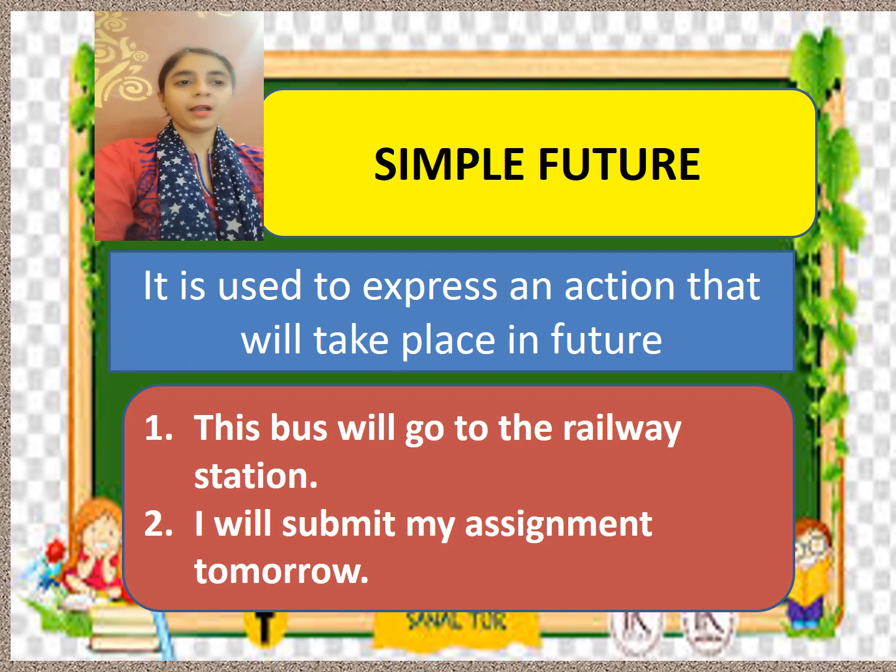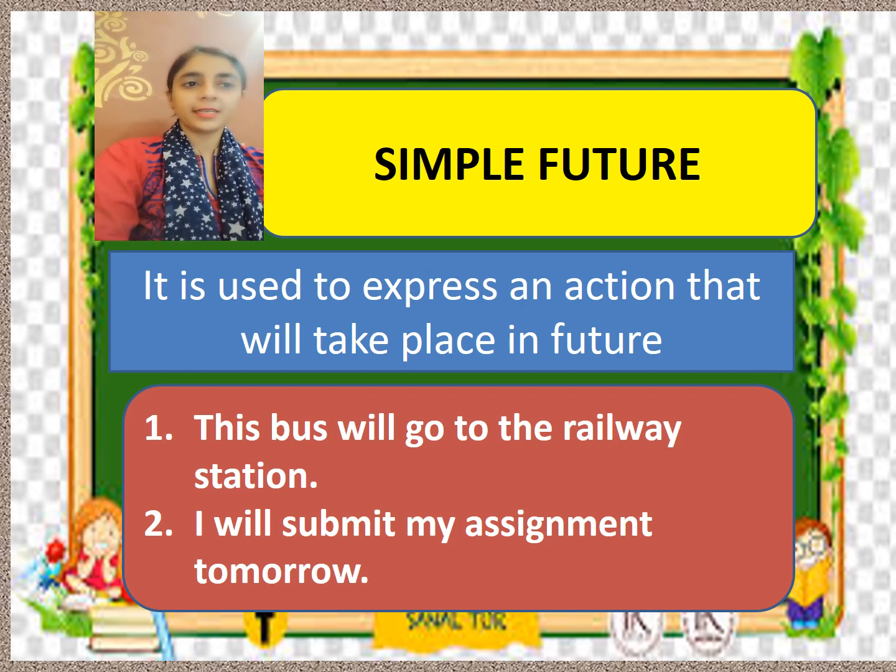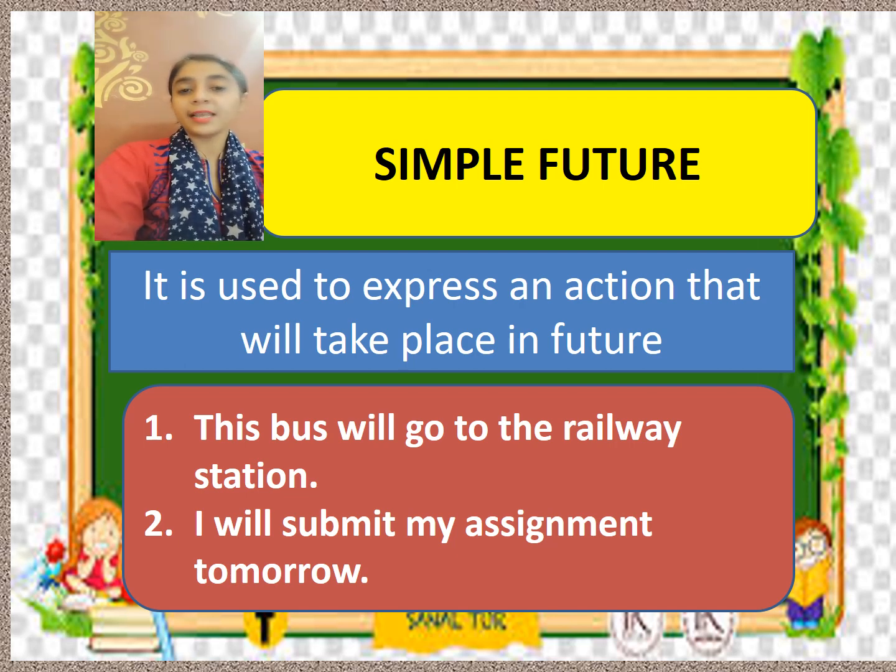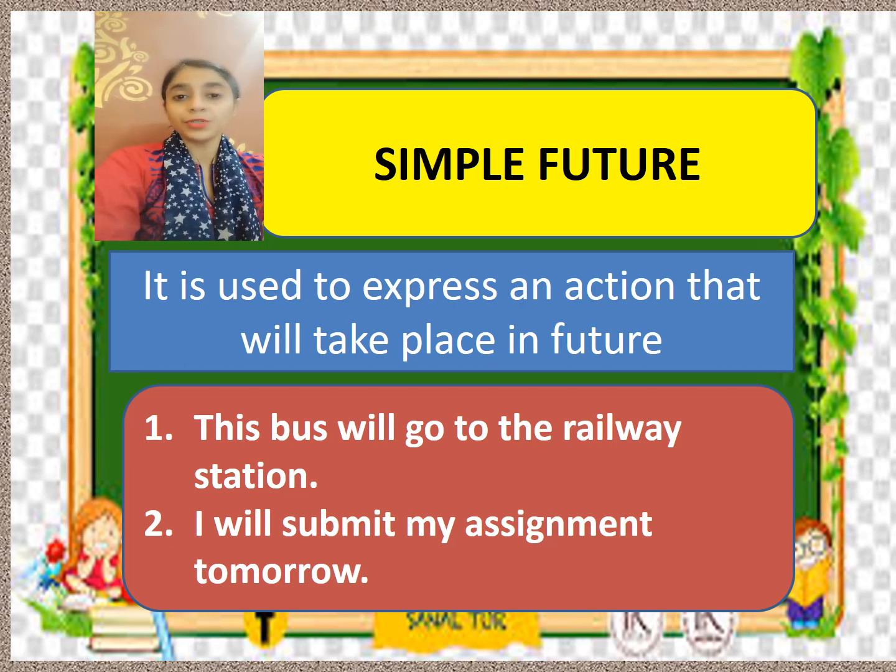Now we will study about simple future tense. Simple future tense is used to express actions that will take place or will occur in the future. This bus will go to the railway station. I will submit my assignment tomorrow. Children, will and shall are the key words to find out whether the sentence is in future tense or not. Words like tomorrow, next week, next month are used in future tense sentences.